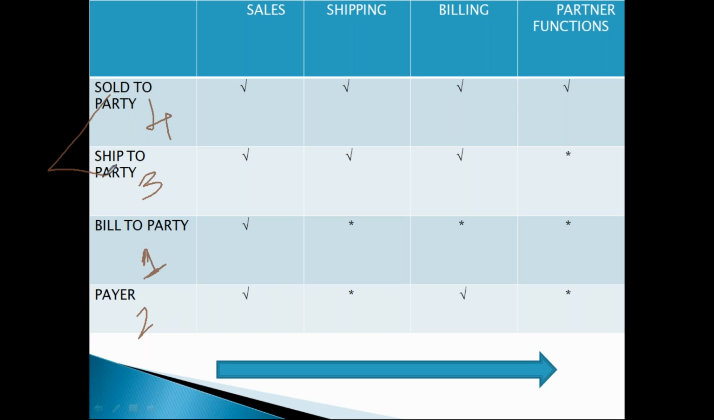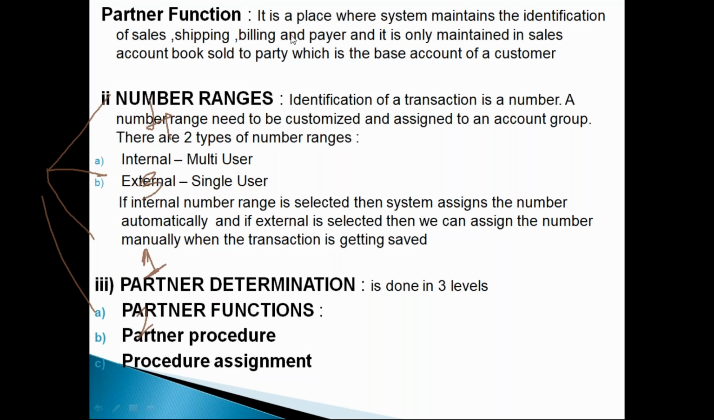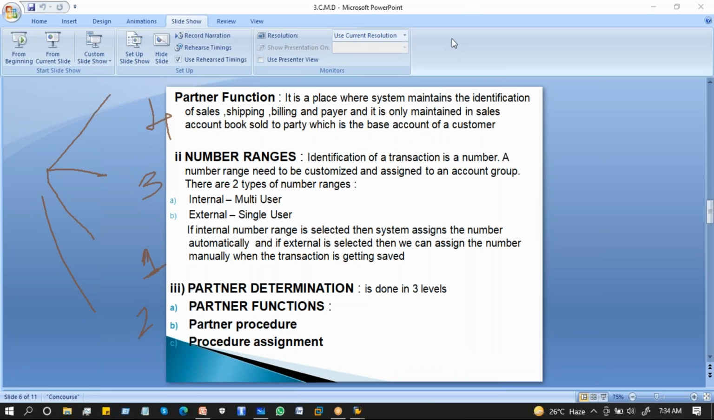So we are going to understand the make of the 4 layouts in the system lively. So that's the understanding of account group. Now still you may have a doubt, what is partner functions. Whatever I'm explaining, I have put it all in words also here. You can see here. It is a place where the system maintains the identification of sales, shipping, billing, and payer. It is only maintained in the sales account, sold-to party, which is the base account of the customer.